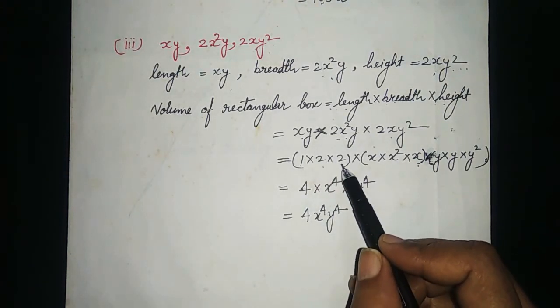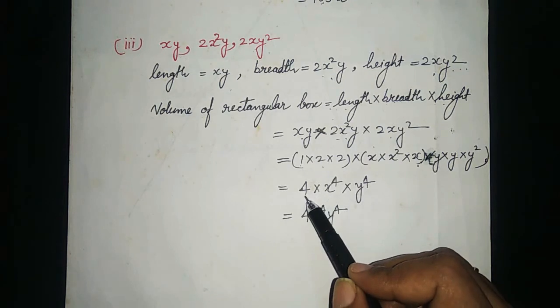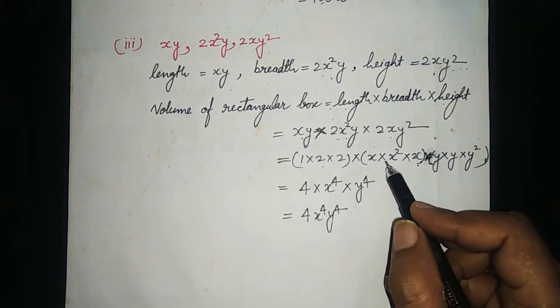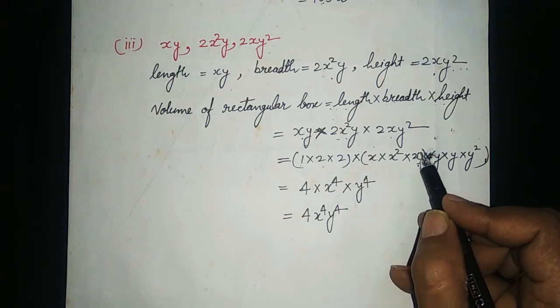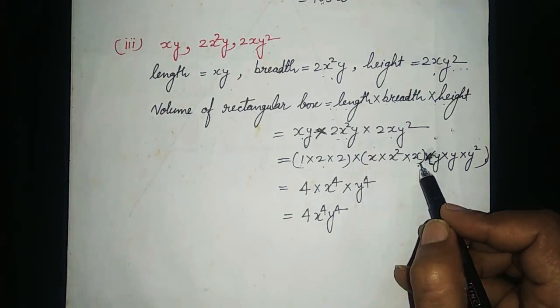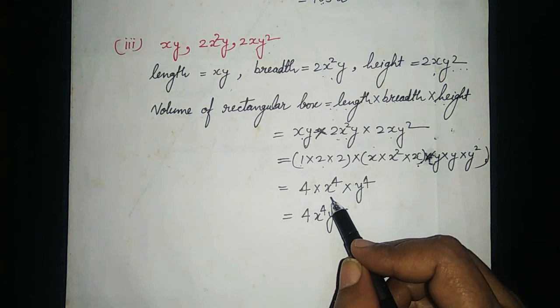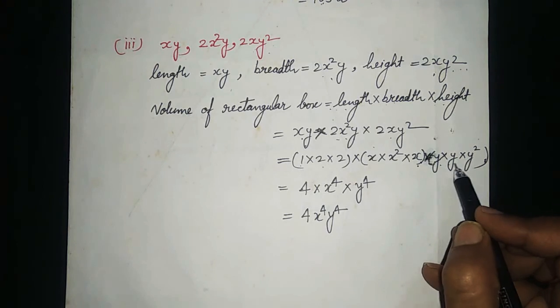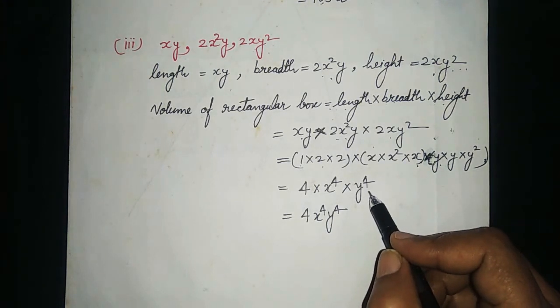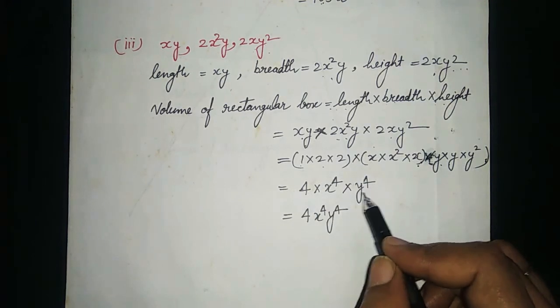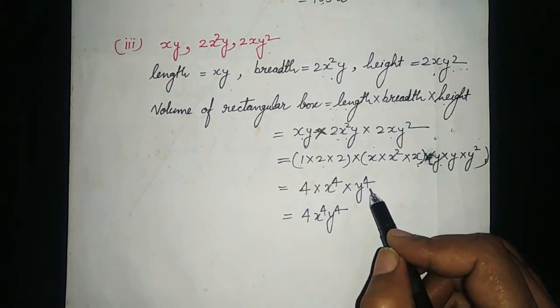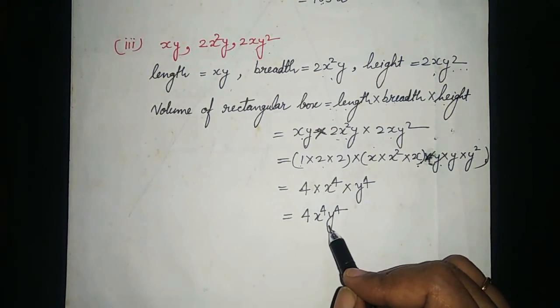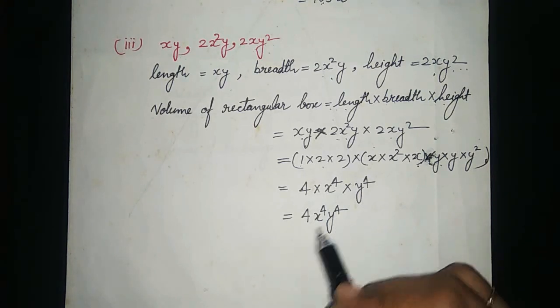1 into 2 into 2. So what will come here? 4. x into x square into x. If we multiply, what we will get? X to the power 4. And when we multiply y into y square, what we will get here? Y to the power 4. 4 into x to the power 4 into y to the power 4, which we can write like this also, 4x to the power 4, y to the power 4.